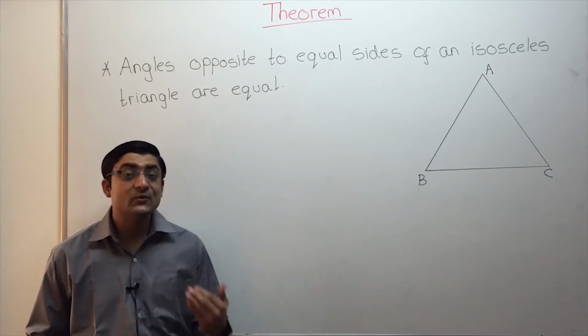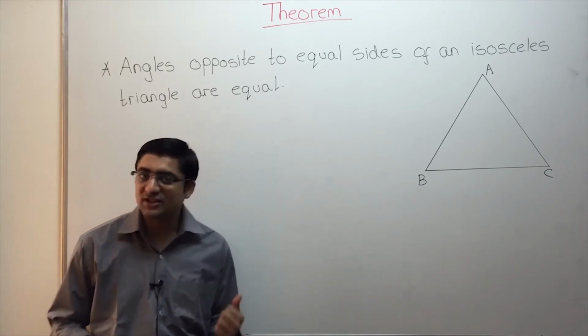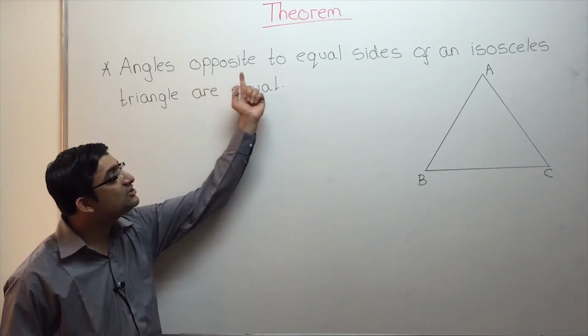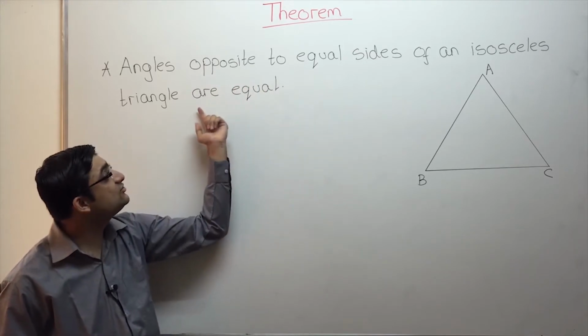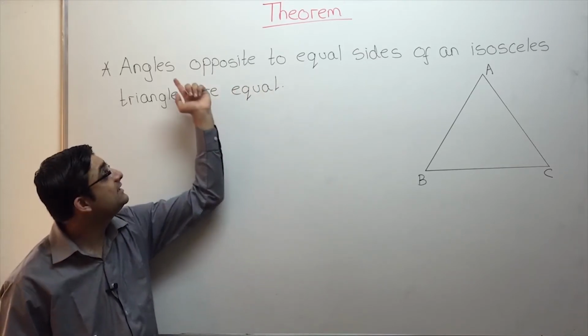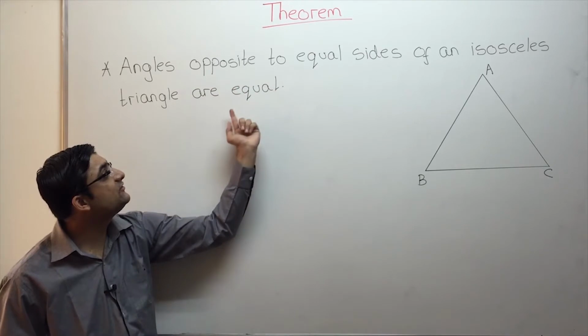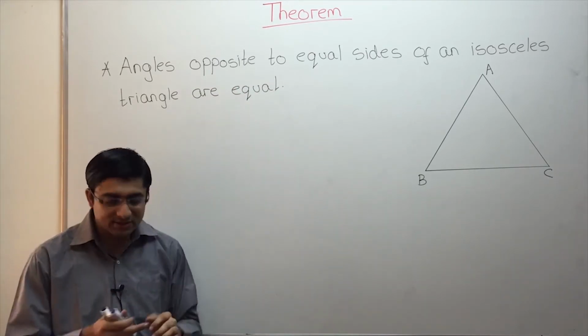So in this video, we're going to learn a very important theorem. So let's learn about it. Angles opposite to equal sides of an isosceles triangle are equal. I repeat, angles opposite to equal sides of an isosceles triangle are equal. So what is the meaning of this?